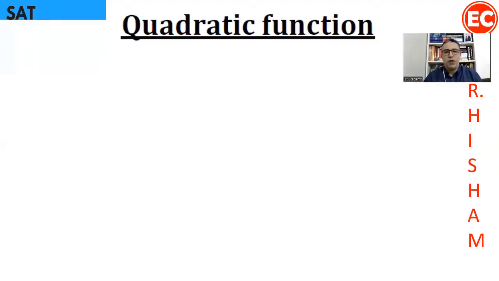Bismillah ar-Rahman ar-Rahim. Welcome to a new lesson in SAT, and our lesson today is the quadratic functions or the quadratic equation, how we can represent the quadratic equation, how we can find the vertex.